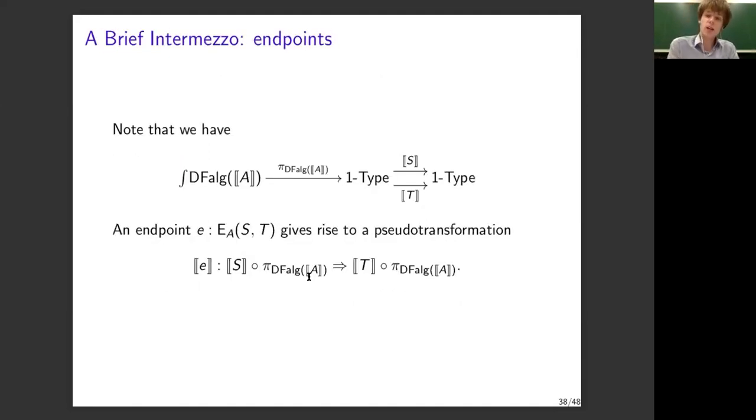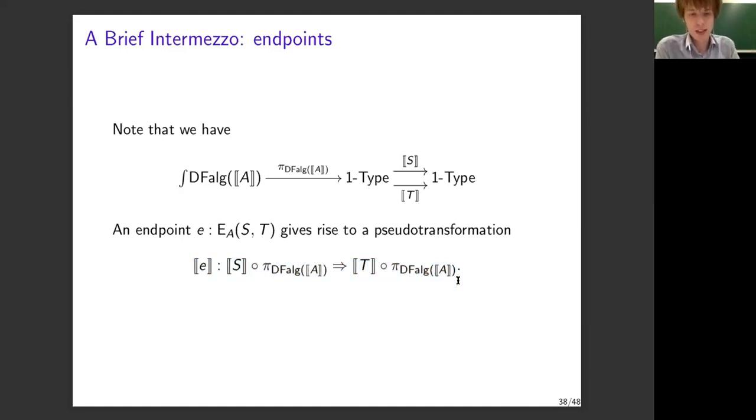So now we're going to think about how to add the path constructor to the structure. For that, it is good to recall how we interpreted endpoints. As before, we have this situation. We have the bicategory of algebras, we have the forgetful pseudofunctor, and we have two pseudofunctors on one-types. In the set-truncated case, each endpoint gives rise to a natural transformation. But now we're working in the bicategorical case, so instead of a natural transformation, an endpoint gives rise to a pseudotransformation, like this.